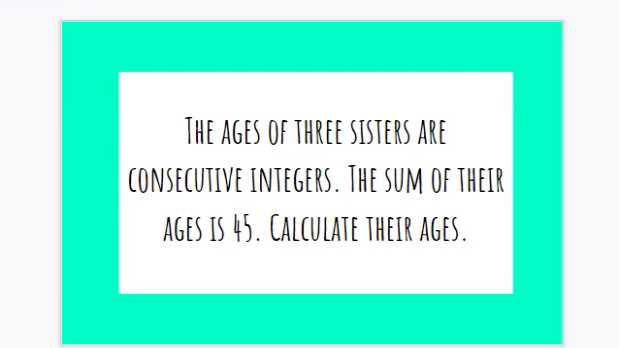So let's give this a little bit of context with a story. The ages of three sisters are consecutive integers. The sum of their ages is 45. Calculate their ages. So we have three sisters in this scenario, and we know that their ages are consecutive integers. And when we add them all up, the sum is 45. We need to figure out what three numbers that are consecutive integers equal 45 when we add them.